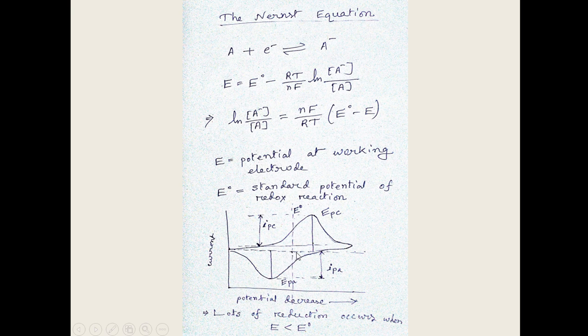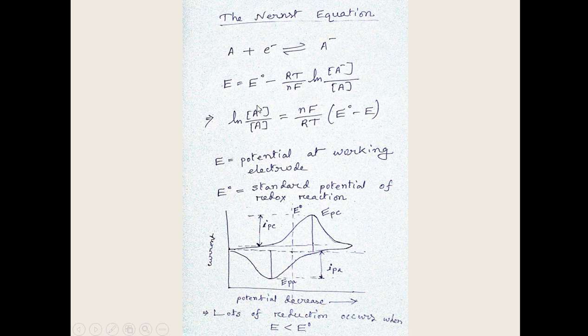What is the reason behind the peak cathodic potential being smaller, this one is decreasing potential, smaller than the standard potential, whereas the peak anodic potential is greater than the standard potential? That can be explained using the Nernst equation. This one is the final equation, the modified equation.